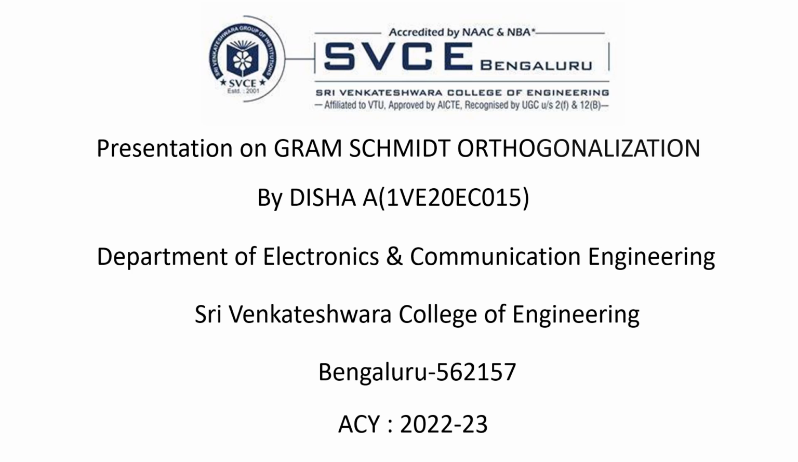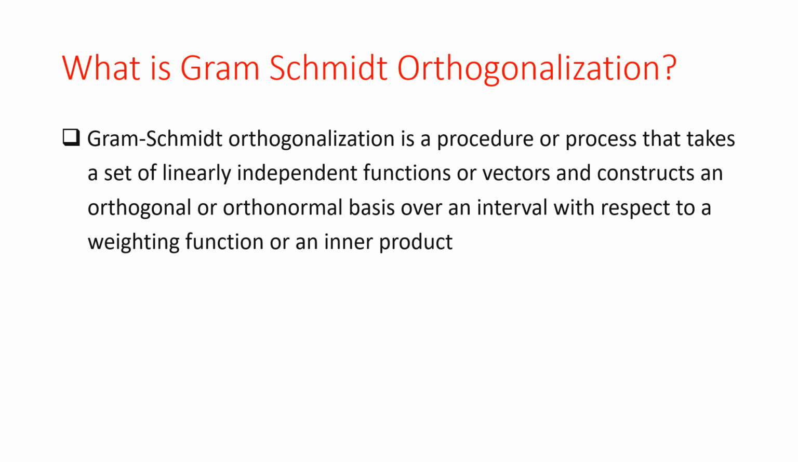I am here to give a presentation on Gram Schmidt orthogonalization. First and foremost, what is Gram Schmidt orthogonalization? It is a procedure or process that takes a set of linearly independent functions or vectors and constructs an orthogonal or orthonormal basis over an interval with respect to a weighting function or an inner product.